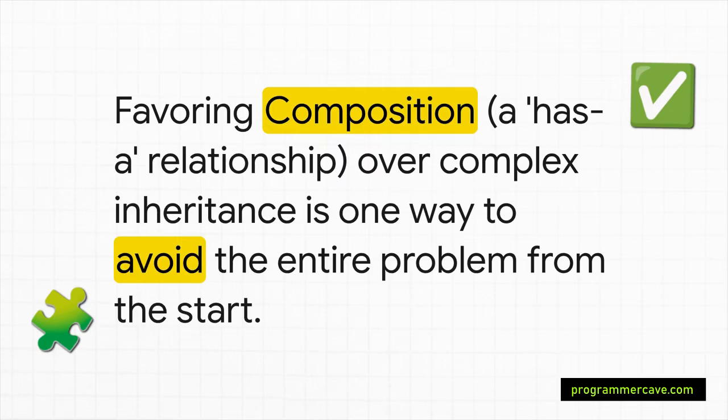See, Go doesn't have that kind of inheritance. Instead, the entire philosophy of the language encourages composition, building complex objects by putting simpler ones together. By choosing that strong has-a relationship over complex is-a hierarchies, Go's design just neatly sidesteps the whole fragile mess that creates the diamond problem in the first place.